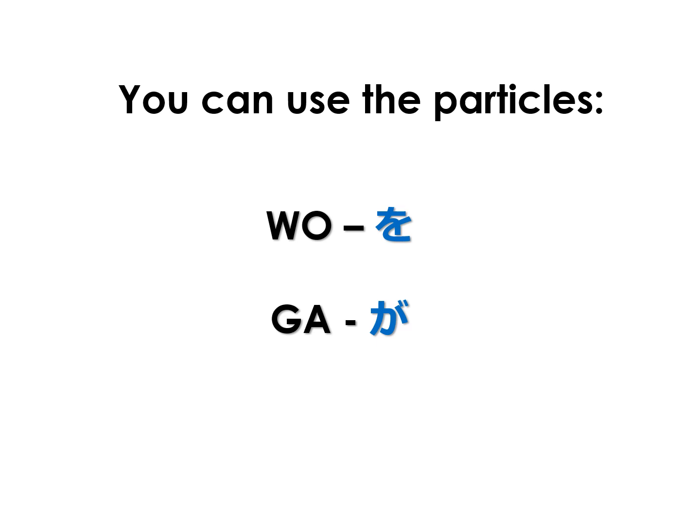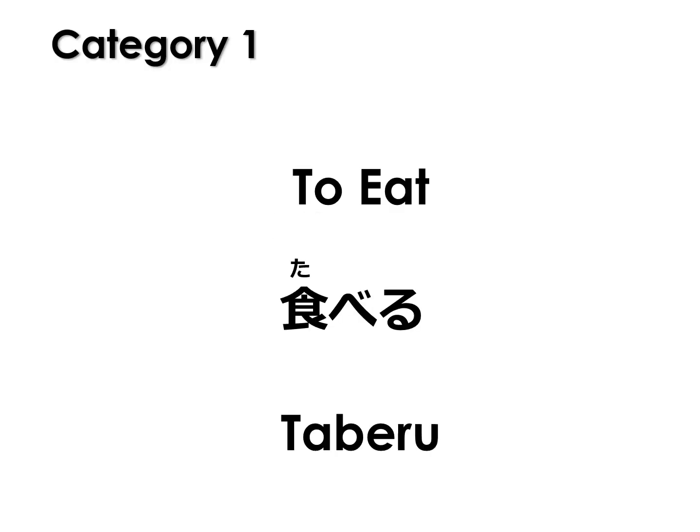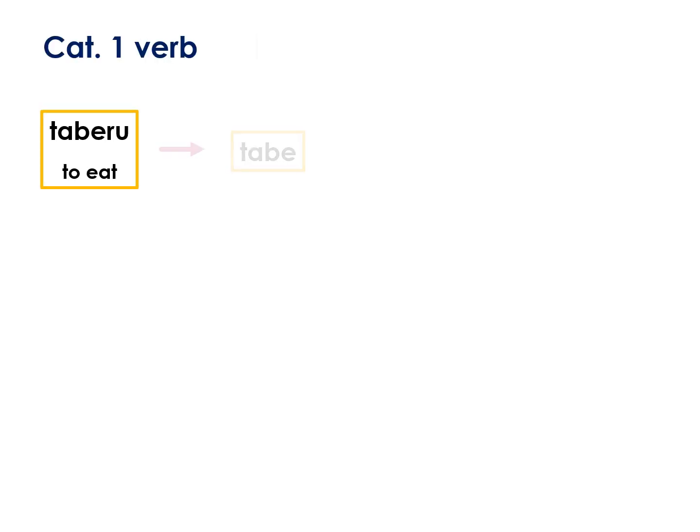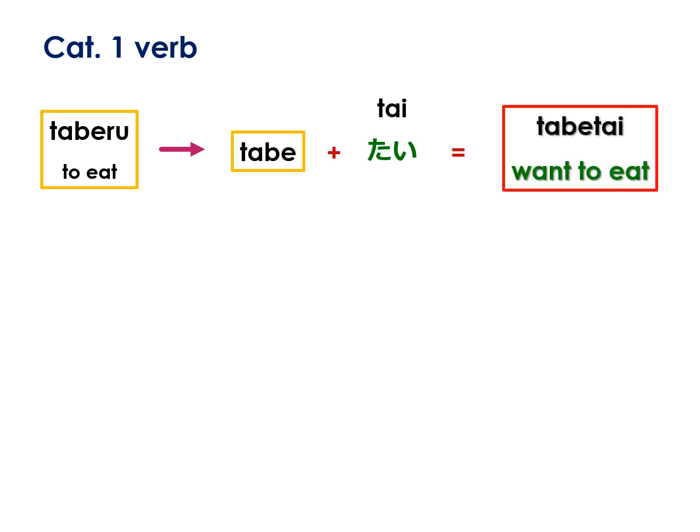Let's look at our first example. Let's use our favorite verb, the verb taberu, which means to eat. It is a Category 1 or ru-dropping verb. The ru is dropped to form tabe, which is the conjunctive form. Adding the suffix tai forms tabetai, which means want to eat.